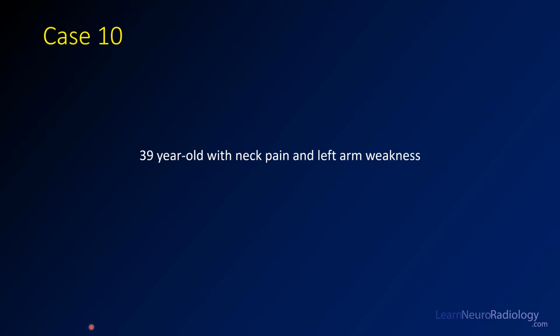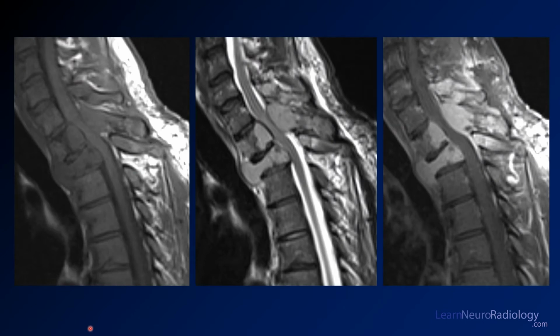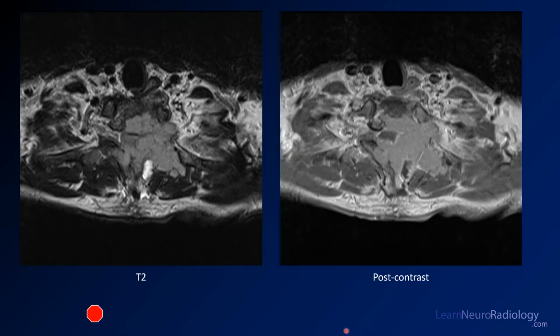Case 10 is a 39-year-old with neck pain and left arm weakness. Here are some images of the spine. You have a T1 pre-contrast, a T2, and a post-contrast. Here are the associated axial images, so I'm just showing you a T2 and a post-contrast.